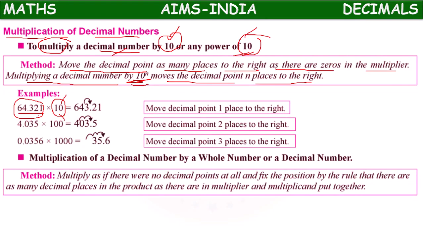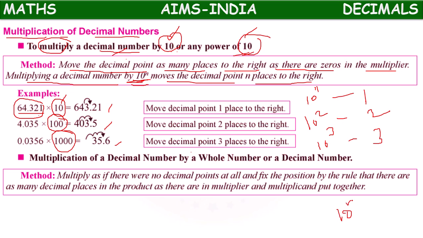Like that, in the multiplier, however many zeros we are having, the decimal point will move the same number of places towards the right side. This is the rule for multiplying a decimal number with 10 or any power of 10. If we have 10 power 1, we move only one place towards the right. If the multiplier is 10 square, we move 2 places towards the right. If the multiplier is 10 cube, 3 places towards the right. If the multiplier is 10 power n, we move the decimal point n places towards the right.